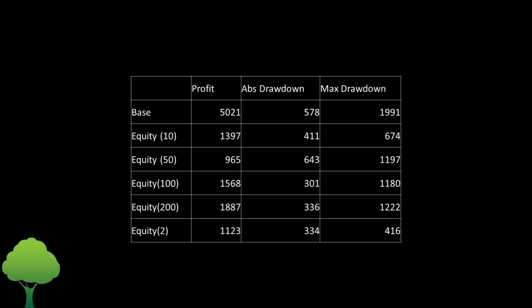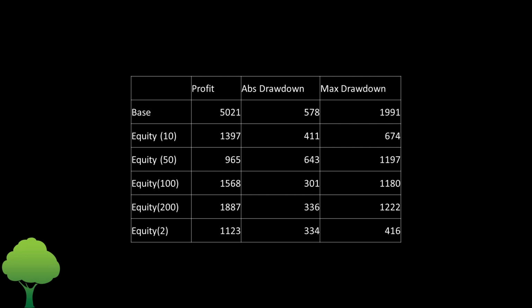And at equity 200, we had more profit again and a slightly higher absolute drawdown and a higher maximum drawdown. So I don't know that I can draw a lot of conclusion from this. And then I thought, well, why don't I try something very small? So I ran it again with just a $2 profit. And I got a smaller total profit than with the $10 equity. I got a lower absolute drawdown and a lower maximum drawdown. So maybe that's the way to go.